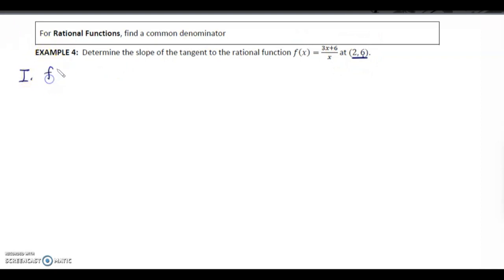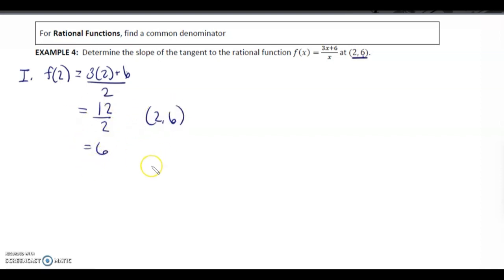Okay, now step number 1, we're going to find f at 2. So we're literally just subbing the 2 into the equation. So 3 times 2 is 6, 6 plus 6 is 12 over 2. Okay, we get the point (2, 6). Well, obviously it's right here.